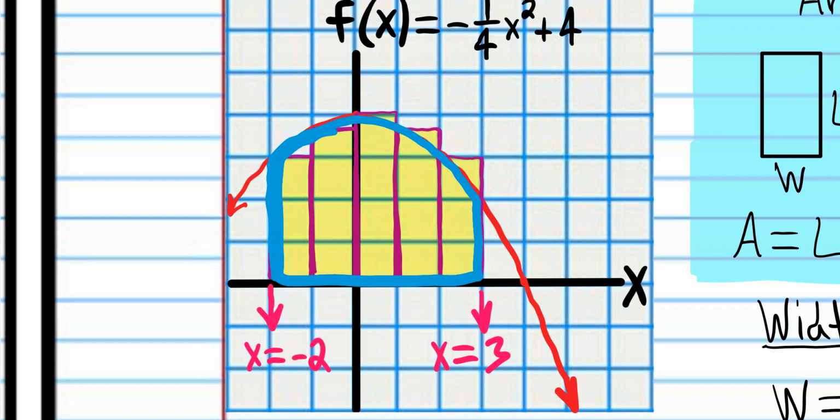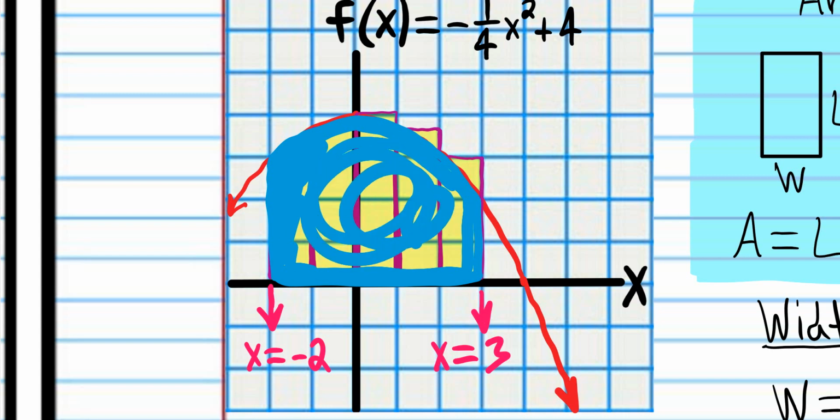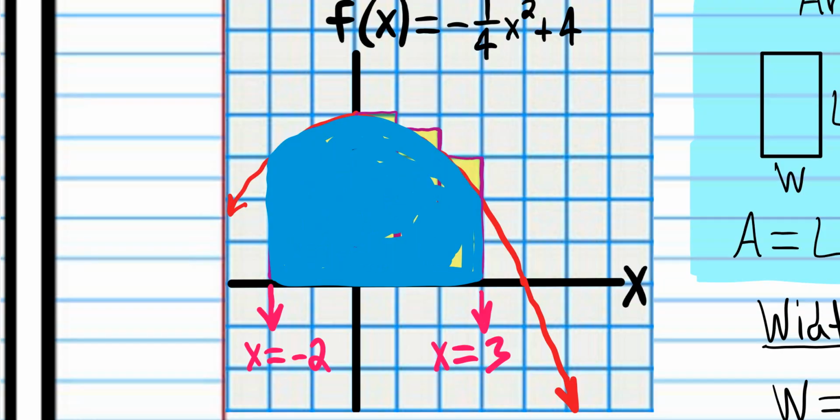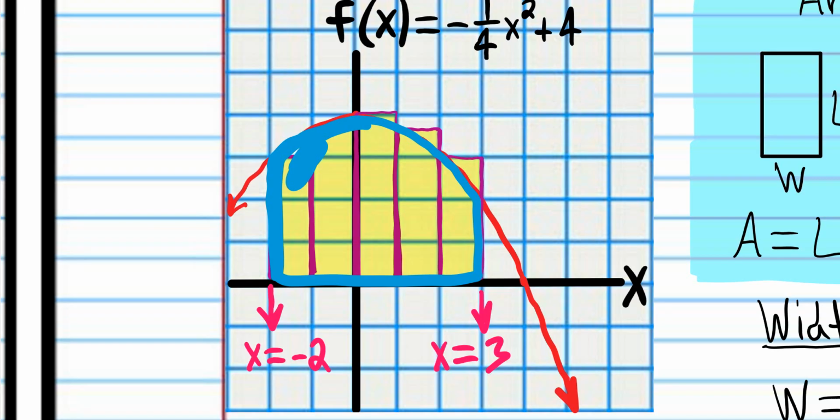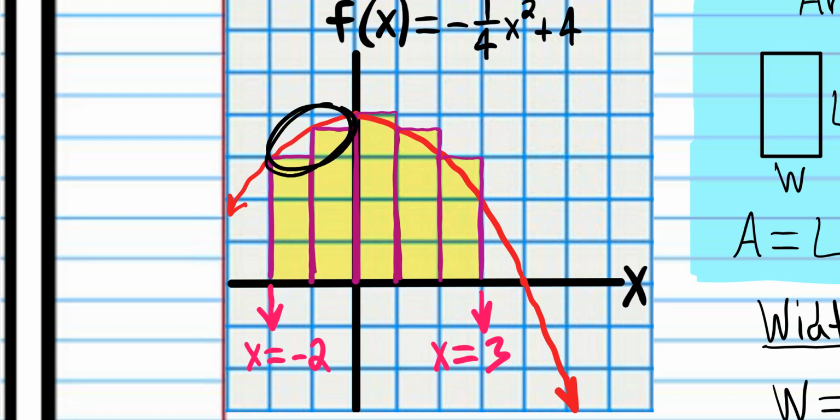You notice that some of those rectangles are going to tend to give us an overestimate because they're going over this blue area. So all this blue area in here, this is the area that we're trying to estimate. That's the goal. All right, now some rectangles are going to tend to give us an underestimate. That's these, because they're actually below the curve.